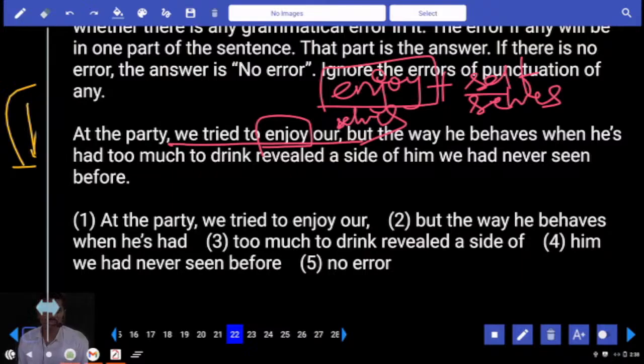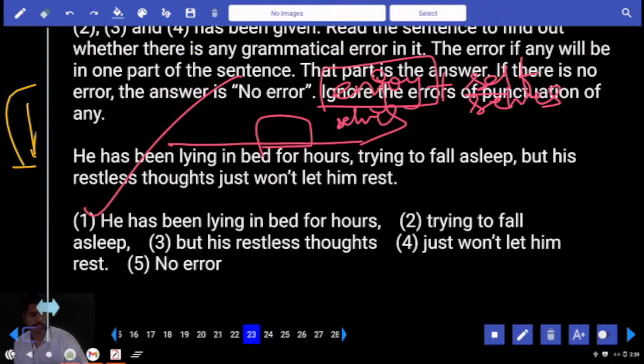But the way he behaves when he has eaten too much to drink revealed a side of him we had never seen him before. We were enjoying ourselves, but that fellow drank a lot of alcohol and he was showing a different side of his. So error is in the first part.